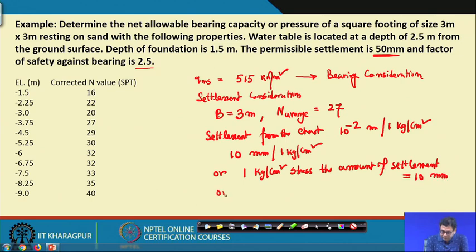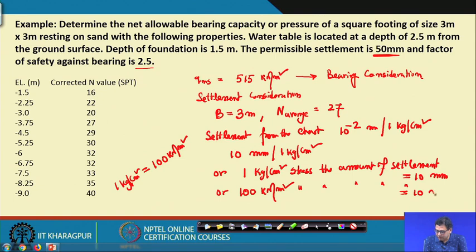Or I can write, for 100 kilonewton per meter square, that is 1 kg per centimeter square equal to 100 kilonewton per meter square stress, the amount of settlement is 10 millimeter. Okay. So, this was the case we finished in the last class.